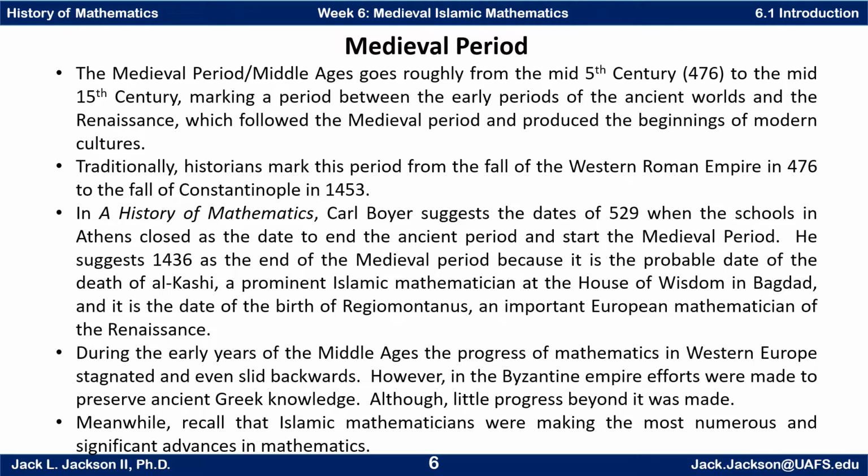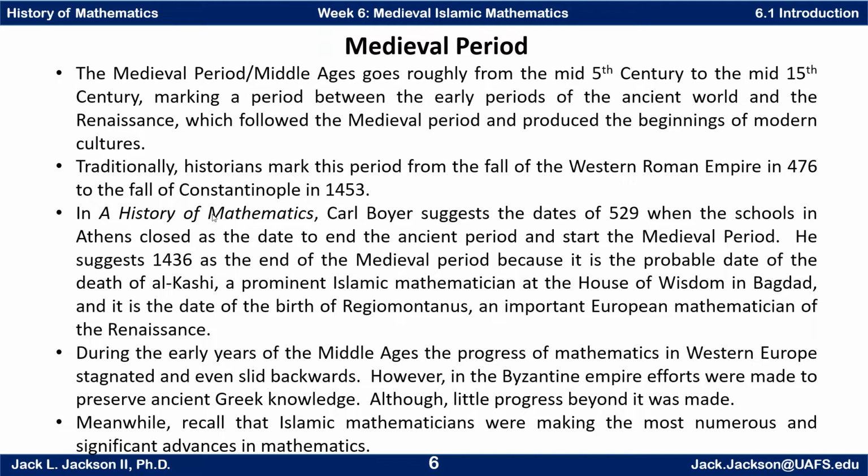So the medieval period or Middle Ages goes roughly from the mid 5th century to the mid 15th century, marking a period between early periods of the ancient world and the Renaissance, which followed the medieval period and produced the beginnings of modern culture. Traditionally, historians mark this period from the fall of the Western Roman Empire, which they date at about 476, to the fall of Constantinople to the Turks in 1453.